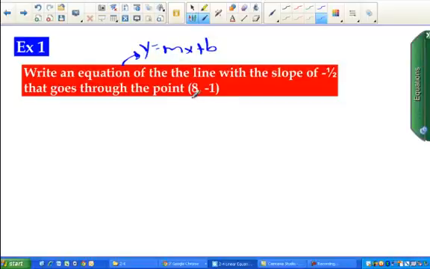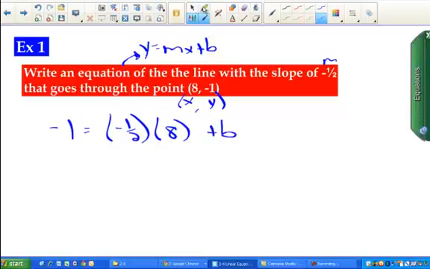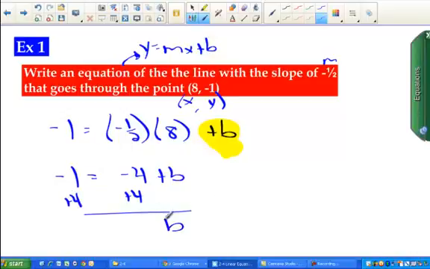Any ordered pair is also known as x and y. So as we do some substitution here, that's what we want, and the slope is of course m. So I have negative 1 equals m, which is negative 1/2, and we're going to multiply that by 8, the x value, plus b. B is what we're solving for. That's the guy that we want. So we want to get that alone so that we can solve for it. So I get negative 1 equals negative 4 plus b. Add your 4. So b equals 3.